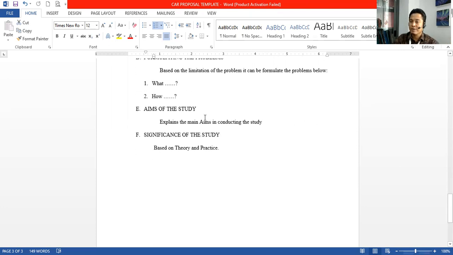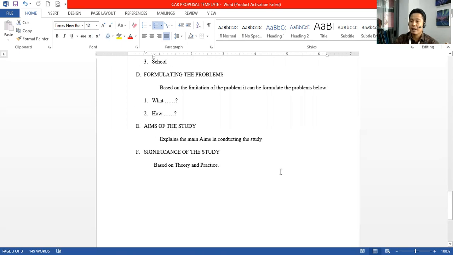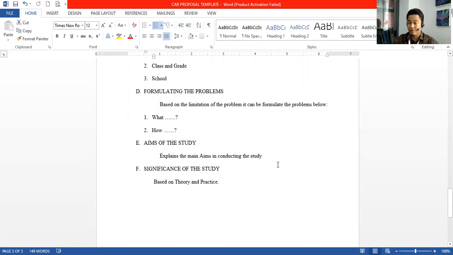And the next one, aim of the study. For the aim of the study, you may make several lists, starting with number 1, for example, to solve the problem faced by students. Second, to give the students various kinds of teaching and learning, and after that, to get the learning aim based on the outcome that we need. You may put any aim of the study based on the relevant title for your classroom action research. And then the last one for the first chapter consists of the significance of the study.